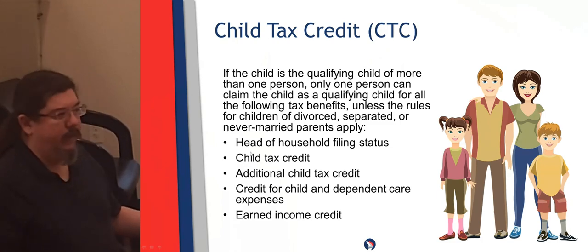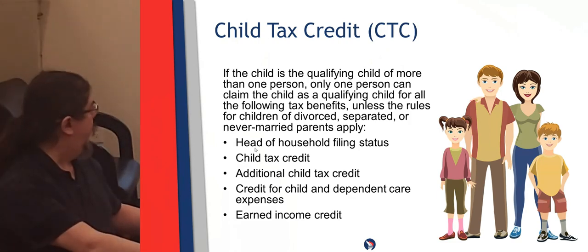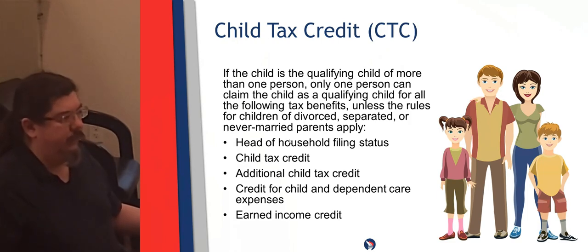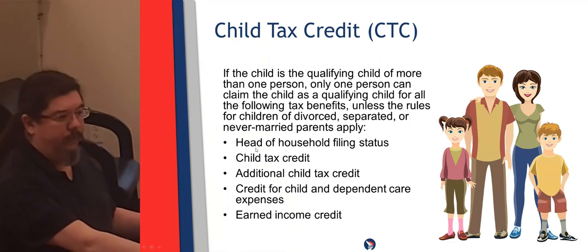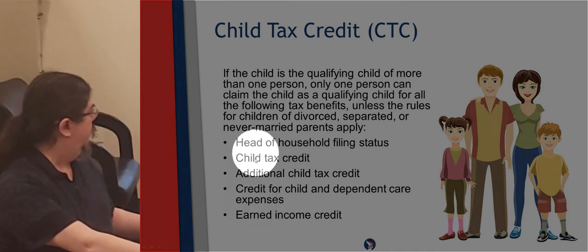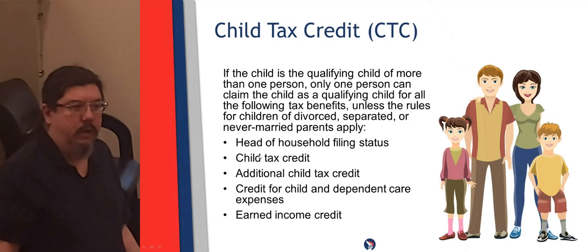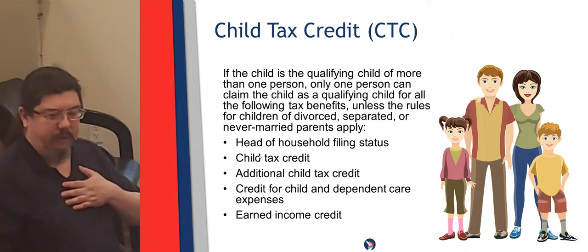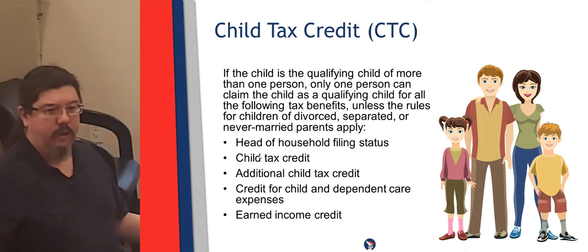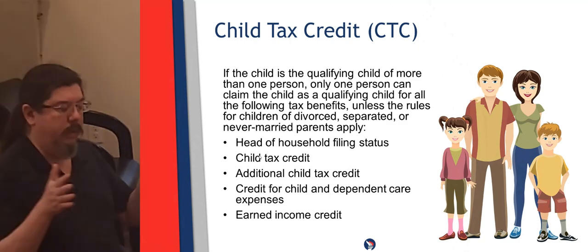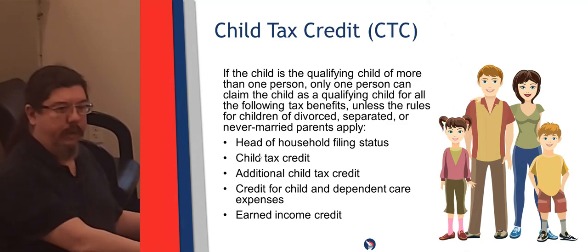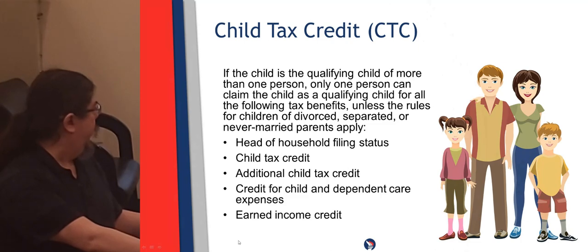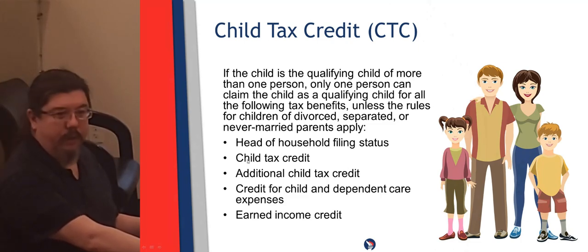Again, we may have to apply the tiebreaker rules. And this reminds us that except for the case of an 8332 being signed, only one person can claim the child for all of these benefits. So you can't split them up. You can't say, you can take the child tax credit, but I'll be head of household, and then we'll let somebody else have the child dependent care credit. It's all one single bundle. And the only time you can take that bundle apart is with an 8332. And that only gives the child tax credit and nothing else.